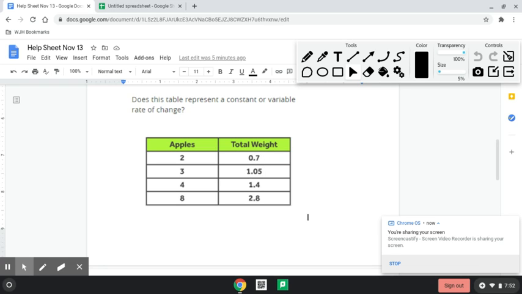Does this table represent a constant or variable rate of change? So, before I actually directly answer that question, I'm going to tell you a little story about the tortoise and the hare. You probably heard it before.